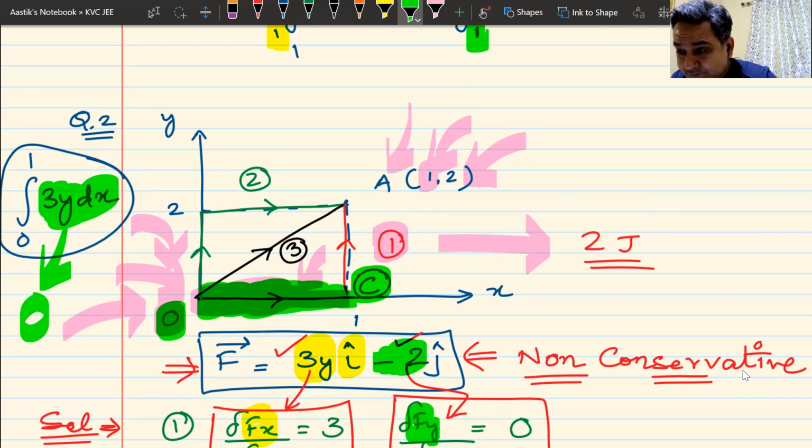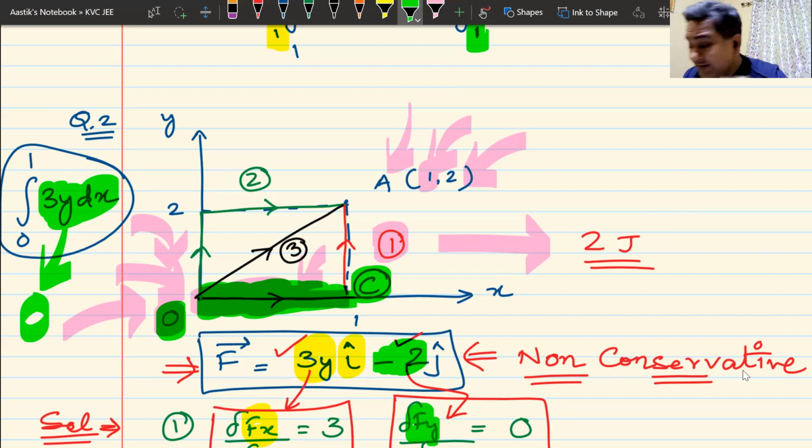Yes or no? From O to C, y is 0. It's only along the x-axis. The value of y is 0 from O to C. Do we understand this? O to C is along the x-axis, so the value of y is 0. It is not rocket science. It is simple observation.